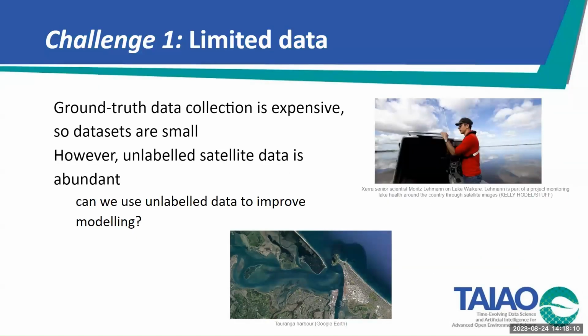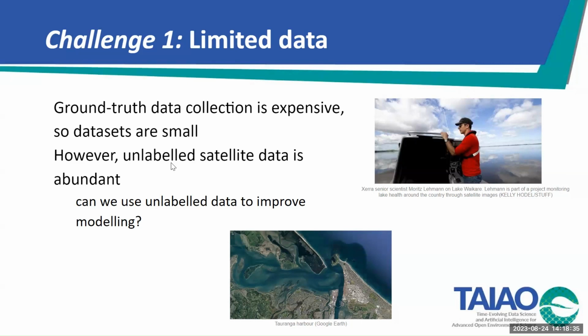The first thing that makes this problem a bit hard and interesting is that ground truth data collection is expensive. So these data sets end up being quite small. To prove my point, I've got a picture of Moritz up here on the screen. He's out on a lake doing difficult environmental science work. And all of that, going out on a lake, getting a sample of water, taking it back to the lab, analyzing it, that's for one data point. As you can imagine, the data sets are not that big, a couple hundred data points typically for a national data set.